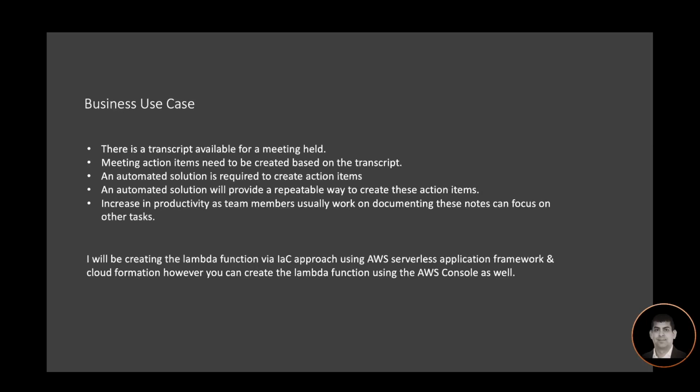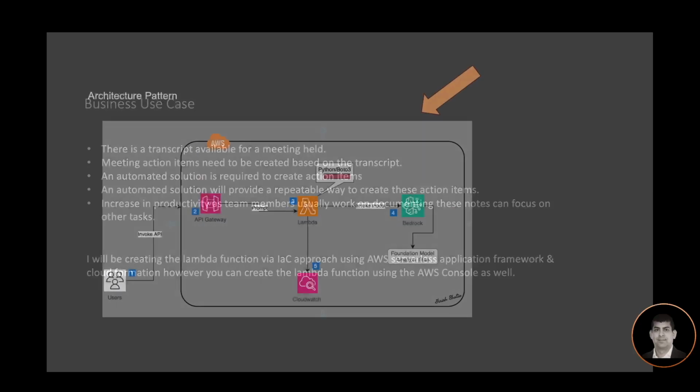Let's look at our business use case. There is a transcript available for a meeting held. Meeting action items need to be created based on the transcript. An automated solution is required to create action items. An automated solution will provide a repeatable way to create these action items. It increases productivity, as team members who usually work on documenting these notes can focus on other tasks. I will be creating the Lambda function via an infrastructure as code approach using the AWS Serverless Application Model and CloudFormation. However, you can create the Lambda function using the AWS console as well.